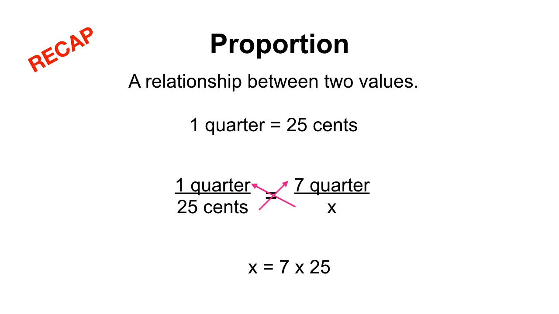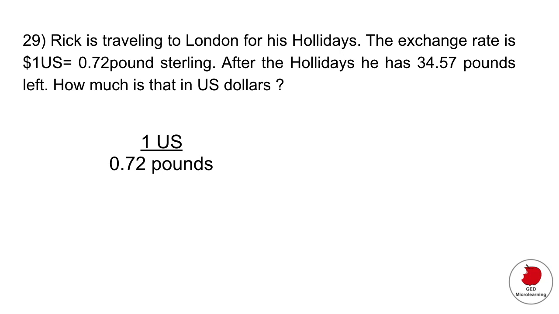If we go back to the problem, this is the proportion that we would set up. They've told us that $1 is equal to 0.72 pounds sterling. And now we have to find how many dollars are contained in 34.57 pounds sterling. You would set up your proportion like this. The x value is the unknown, the number of US dollars that we want to find out. And at the bottom, we have the amount of pounds.